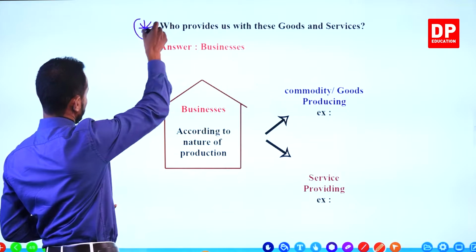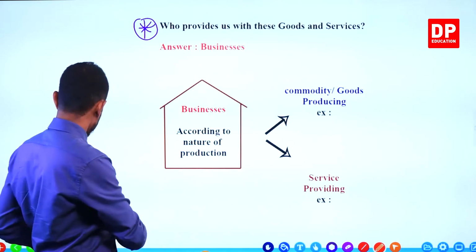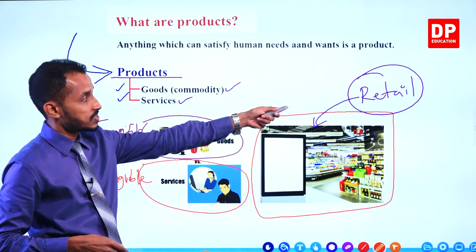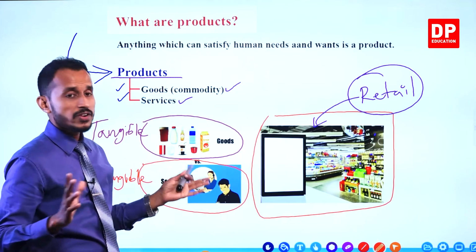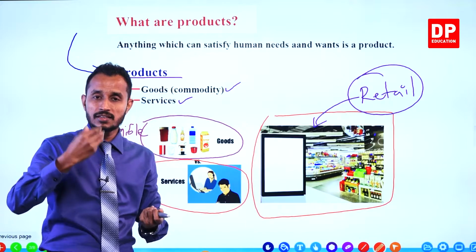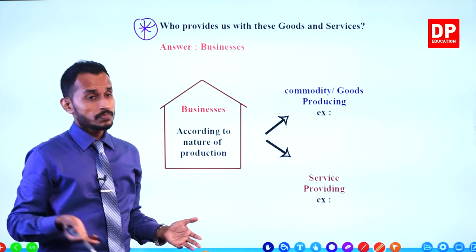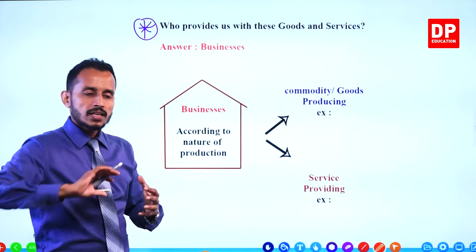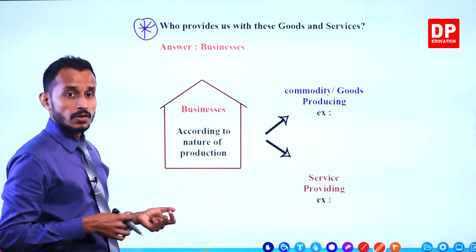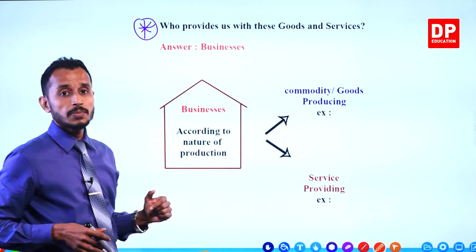Important question. Who provides you with all these products, all these goods and services? The goods and services that you saw, who provides these to you? Services, goods, everything is provided to us by businesses. Very good. Businesses provide us with goods and services that we need to satisfy our needs and wants. Things we require to satisfy our needs and wants. The goods and services provided by the businesses. Good.